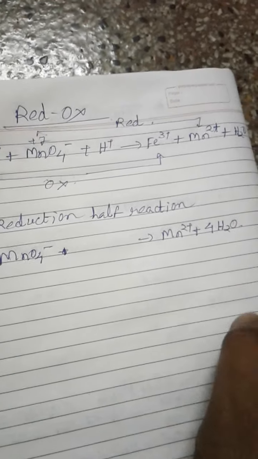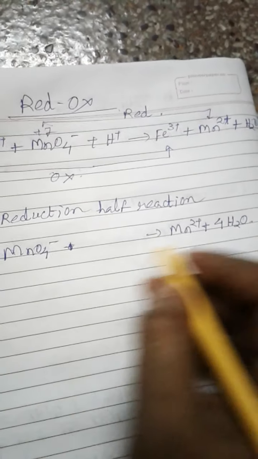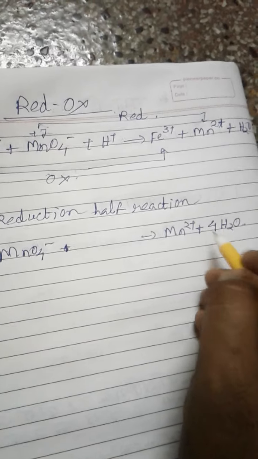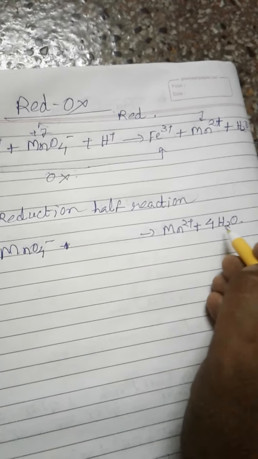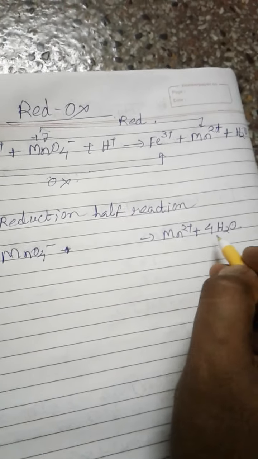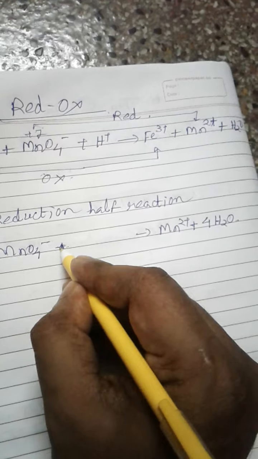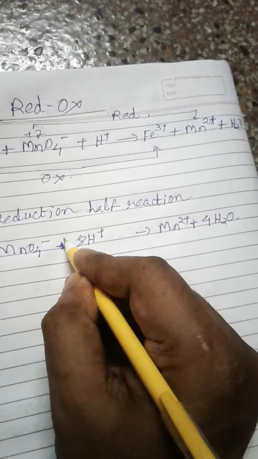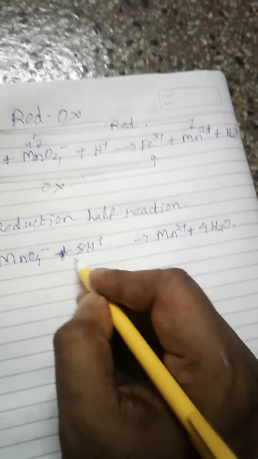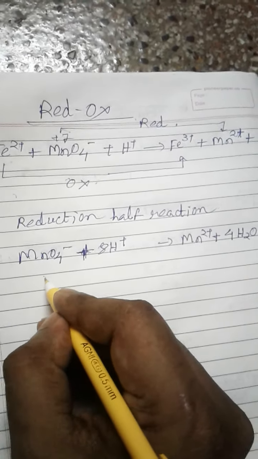Here I remember that oxygen is balanced using water molecules. Now we have to balance 8 hydrogens. The 8 hydrogens must be balanced with H+, so I have written 8 H+ on the left side. And now the charge balance.